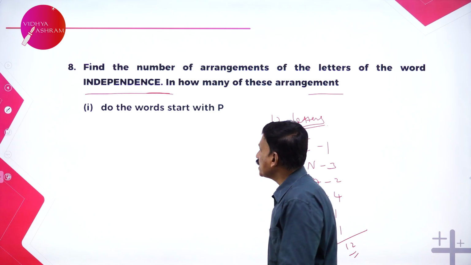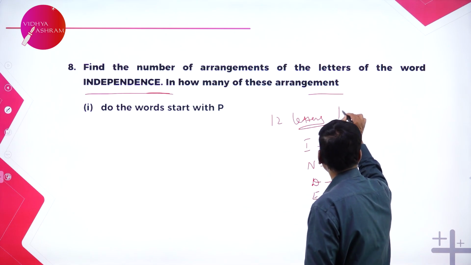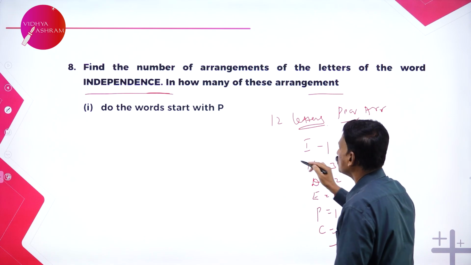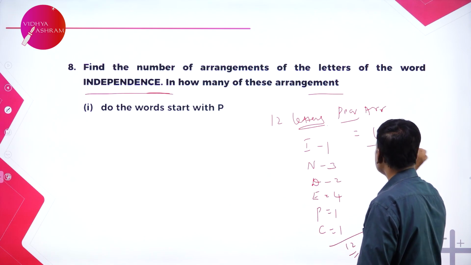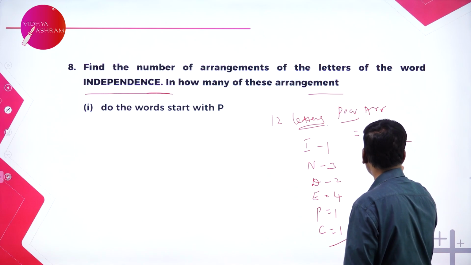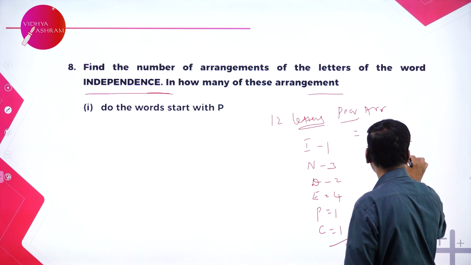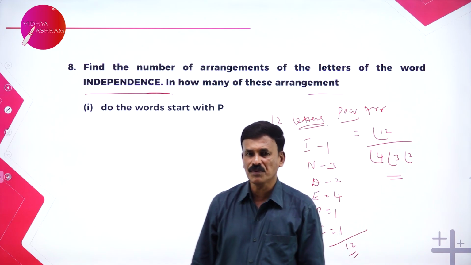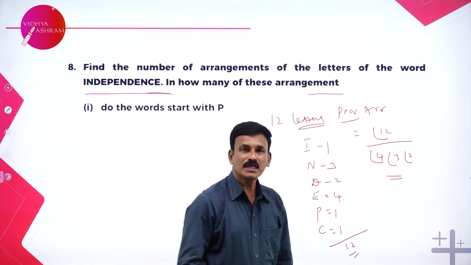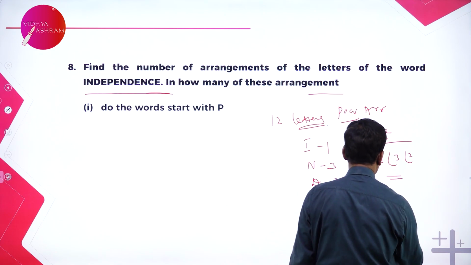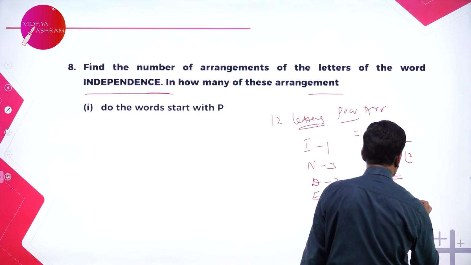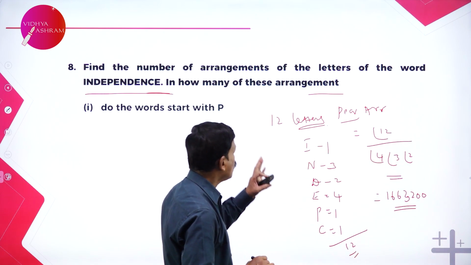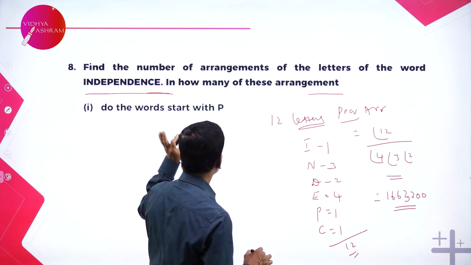Now just find out the required arrangement. So therefore the required arrangement is equal to 12 factorial divided by 4 factorial into 3 factorial into 2 factorial. This is the required arrangement. So if we simplify this, what is the answer you are going to get? 1663200. So this is the required arrangement of the letters of the word independence.